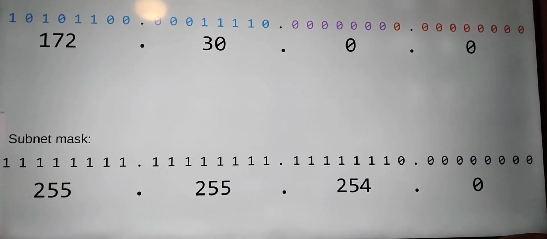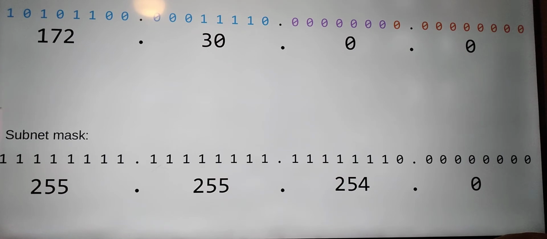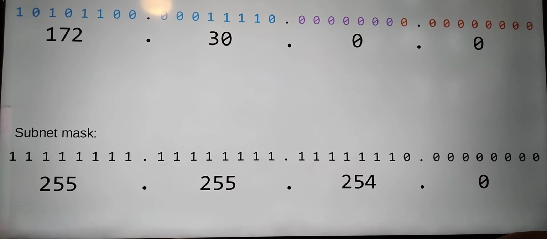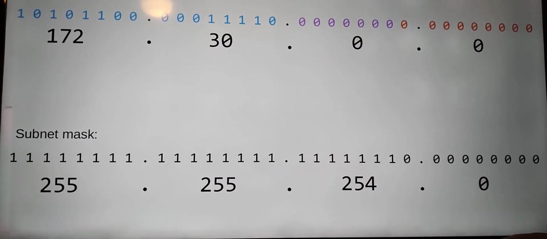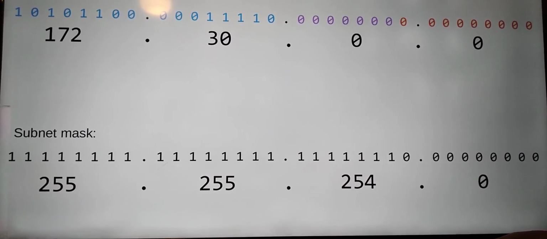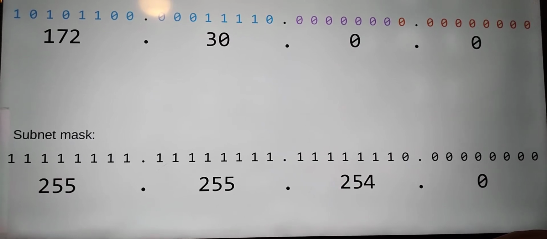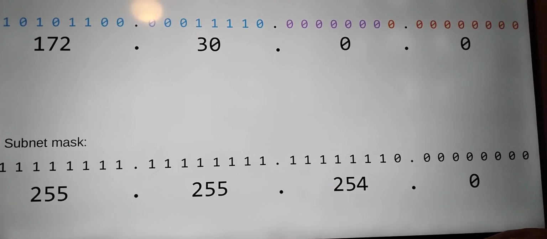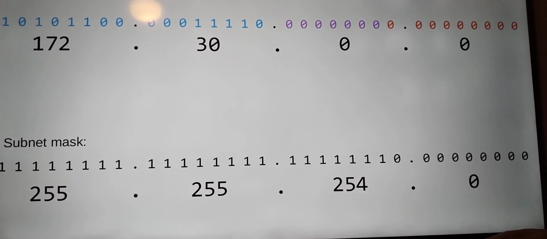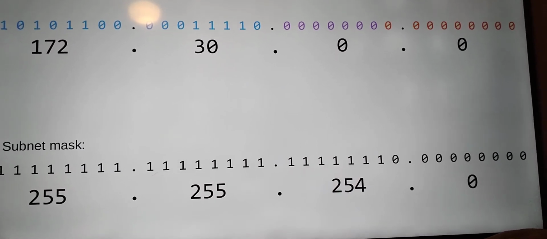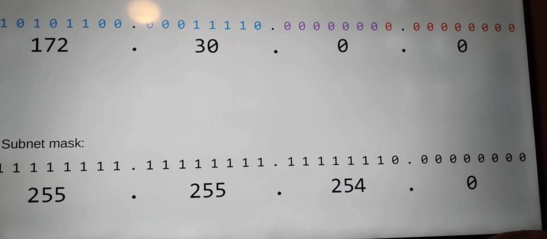So again, the red bits are the host bits. So you write the 172.30.0.0 out in binary. And as you can see, we changed the host bits, which are in red. After the /23, as you can see, is 8, 8 times 2, 16, 17, 18, 19, 20, 21, 22, 23. And then after that, after the /23, we will have all in red the host bits.